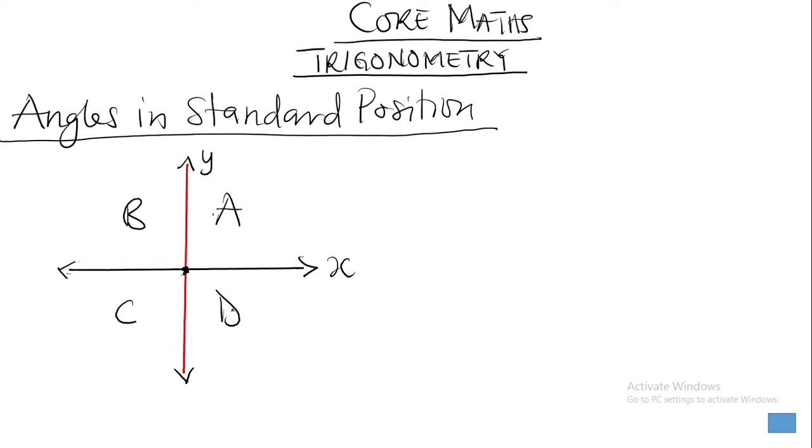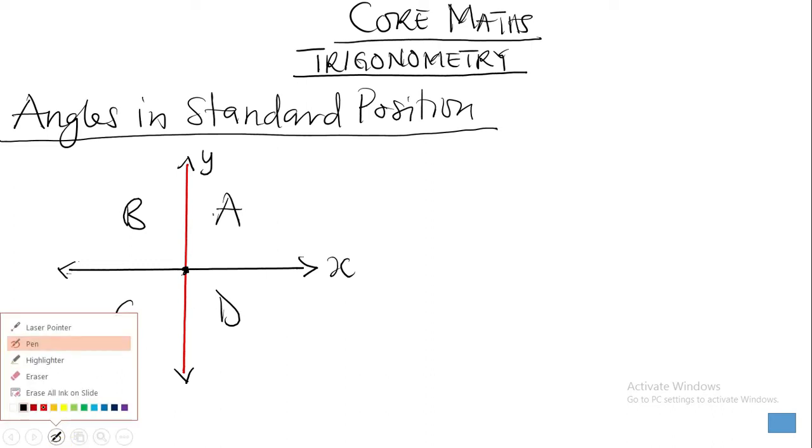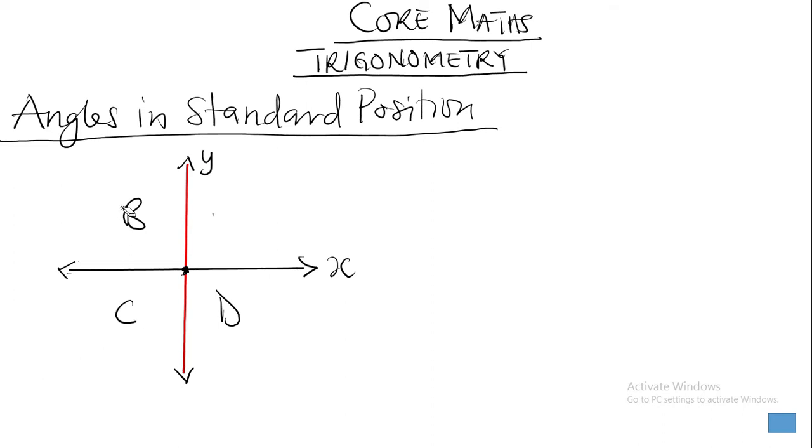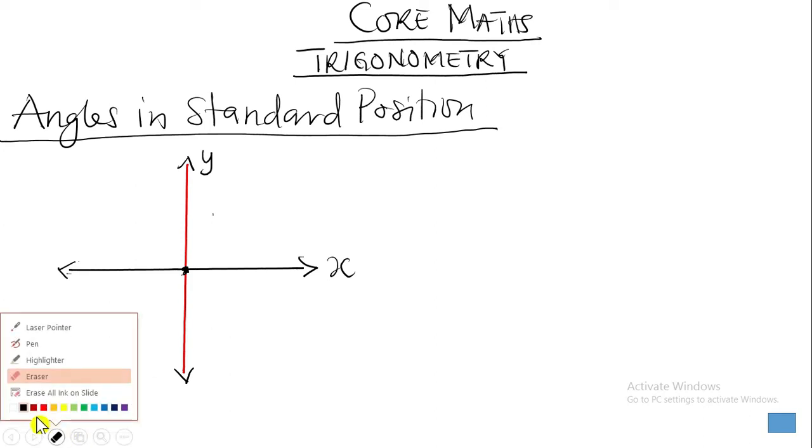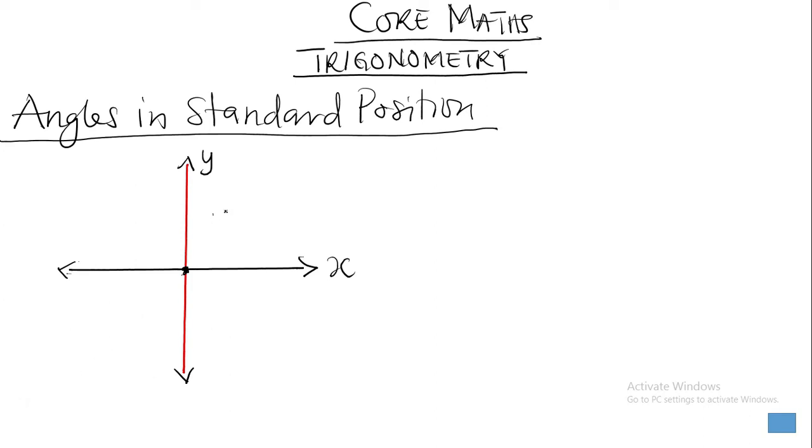Now the standard way of labeling the quadrants is using Roman numerals. We don't use alphabets. Standard-wise, we use the Roman numerals. So this is the first quadrant, this is the second quadrant, this is the third quadrant, and this is the fourth quadrant. I hope you are okay with it. So we have seen what a quadrant is, and we have seen what an origin is.